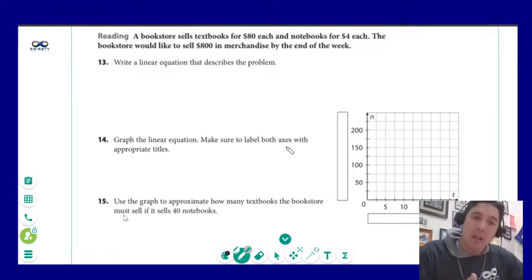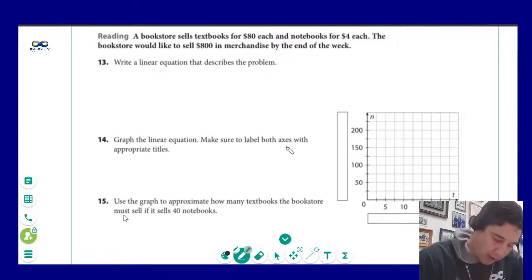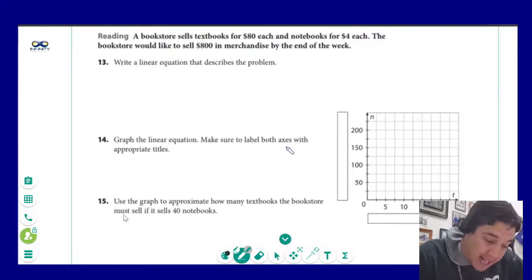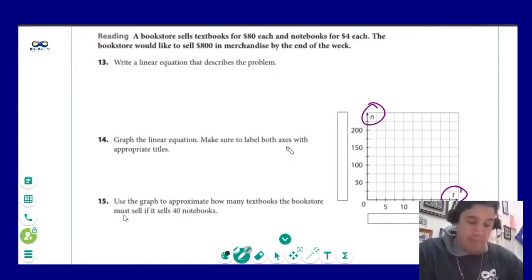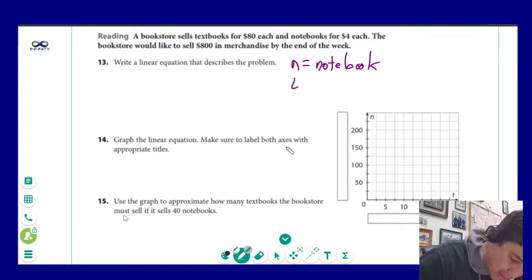So please read the question. Not only that, now I'm going to go back and I'm going to read the question again, because that's the only way you know if you're answering the question properly and you're not missing something. Slow down. So, when I was looking around, I noticed there's an N and a T. Guess what? I figured out already they're looking for N to equal notebooks and T to equal textbooks.